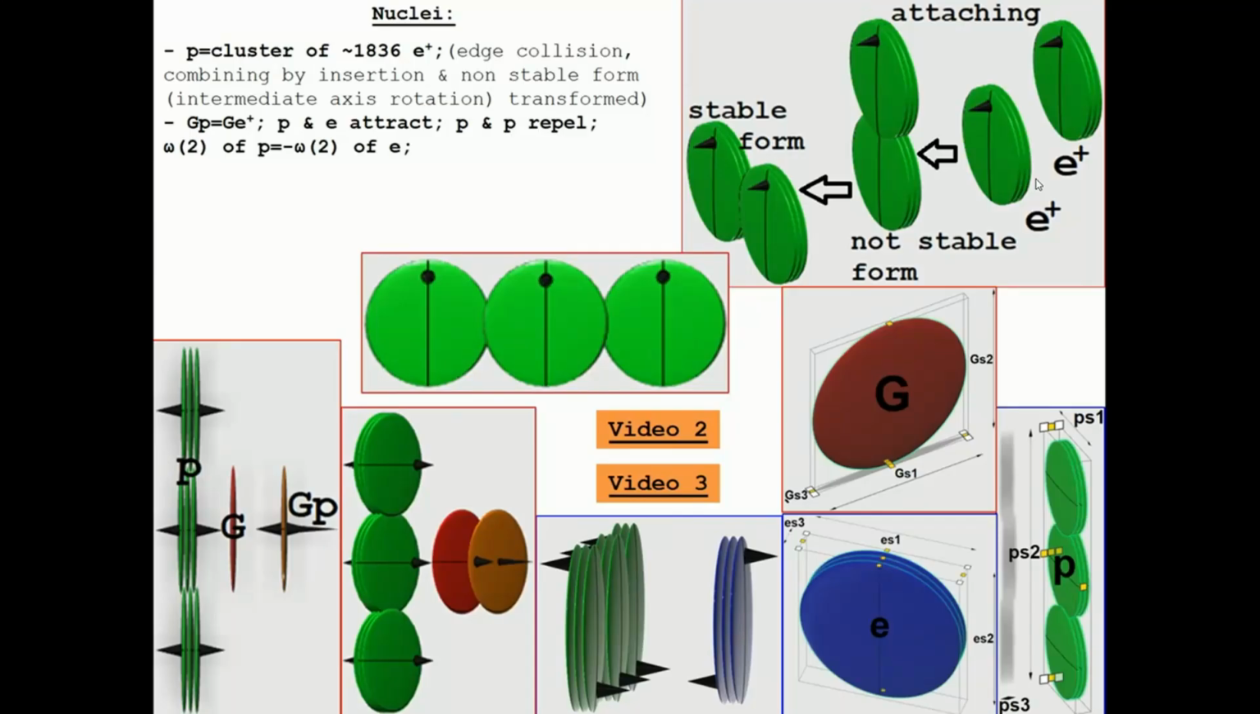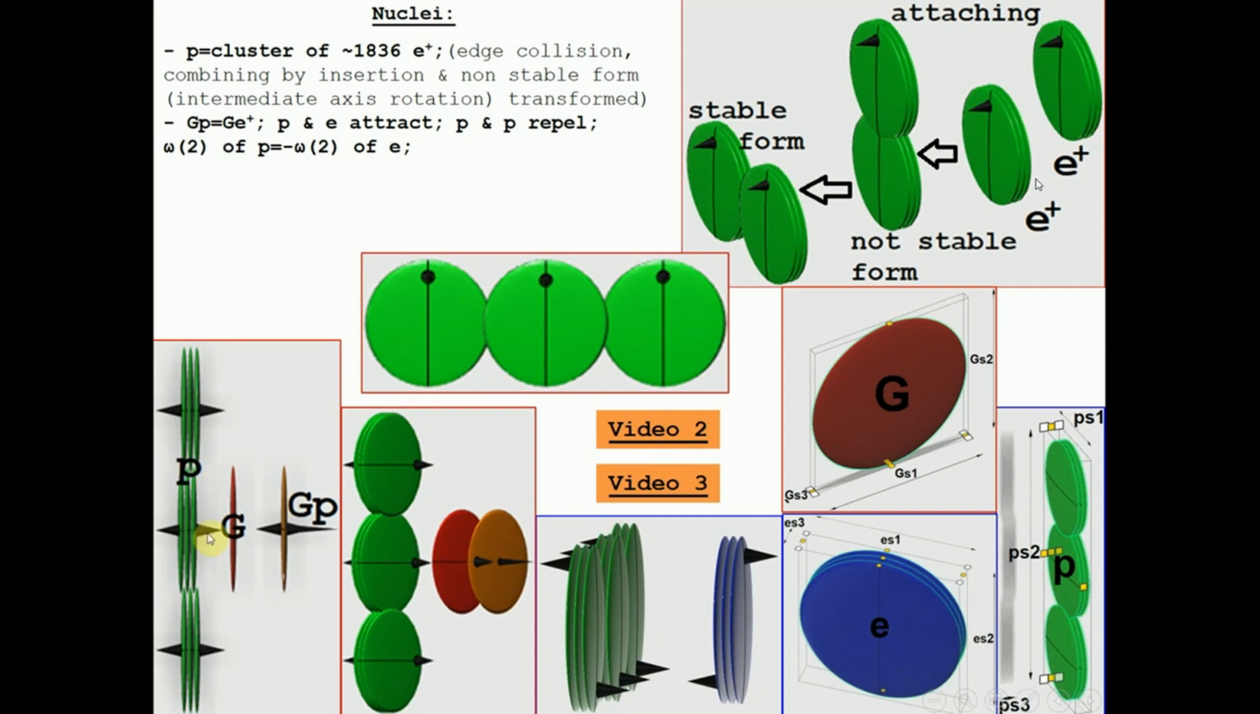So when this unstable particle is formed and collides with G particles in the universe, it gradually transforms into the stable form we see here. And when more and more collisions like this accumulate, the proton will form. So a proton is just a cluster of 1836 positrons. In my book I have proved mathematically that the angular velocity of the formed proton is equal to the angular velocity of the electron, but opposite in direction.